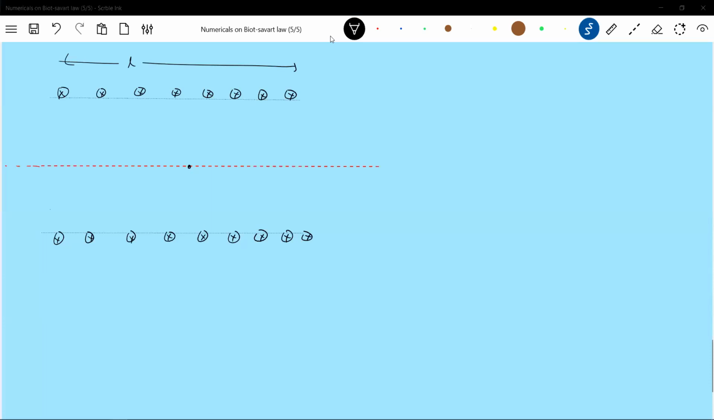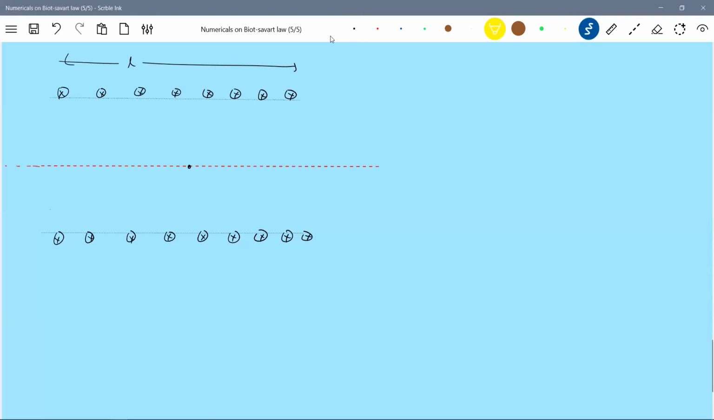So what I suggest is, assume a small elemental strip. Let it contain dn number of turns. Let this width be dx. There's a very standard derivation. Again, don't expect anything new, because what is there, I should derive.